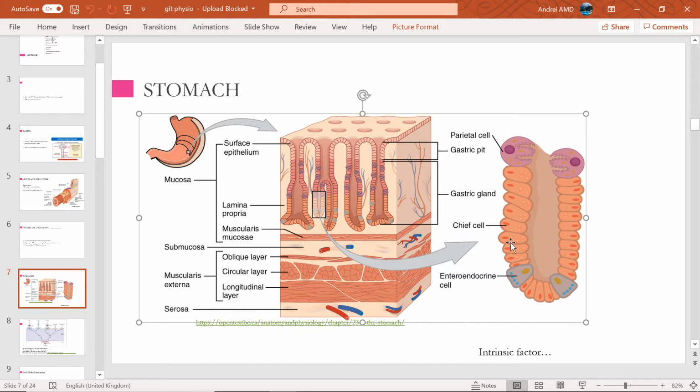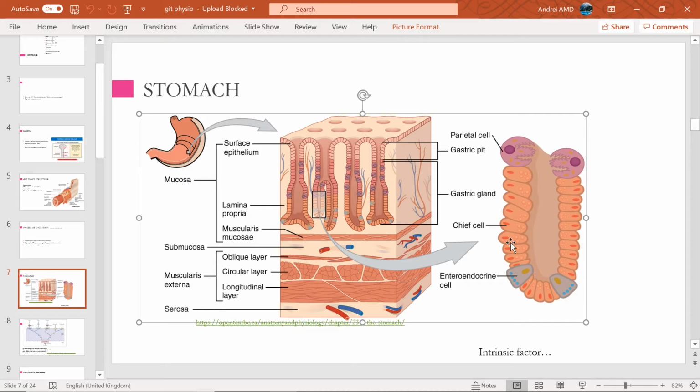Yeah. And maintaining the low pH in the stomach is very important because not only does it kill bacteria, but this pepsinogen requires really low pH to be activated to pepsin. So I think those two things are the ones that you should be able to say in the exams.